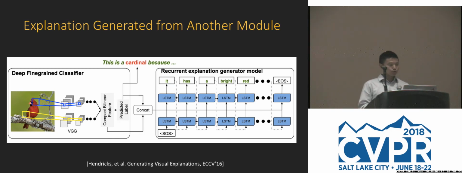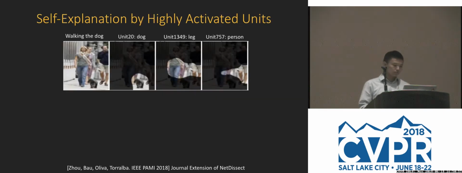So ideally, we want to do some self-explanation. Here I show you some example, because right now, if each unit is selective to some patterns, then we can associate the interpretation for each one of the units. Now for this prediction, the network tell us there's a walking a dog, then we can simply rank the activation of the unit and get the top three highly activated units. Then we just generate explanations from their interpretation of units. Because this unit is detecting a dog, like person, this image is classified as walking a dog.